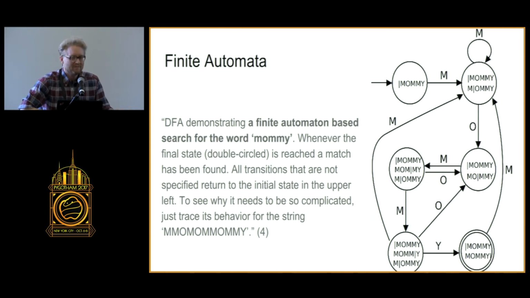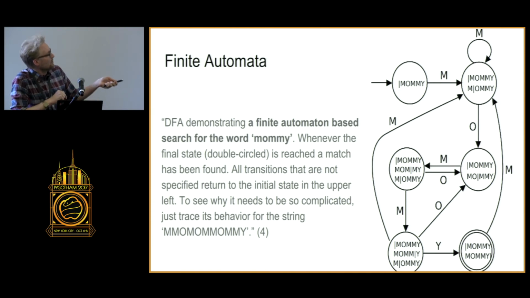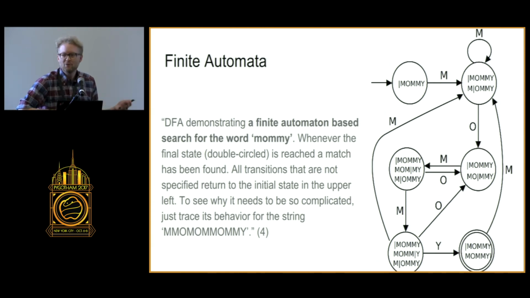Now for something completely different. Finite automata. This is a DFA, a deterministic finite automaton for matching the word mommy. So we can go through, and this is how the word mommy would be matched. I'm going somewhere with this, trust me. So we can just imagine looking for, we found an M, we got another M, didn't quite want that. Oh, we found an O. Now we're in O territory. That's great. If we get an F, we're back to the beginning. A transition is not specified, return to initial state.